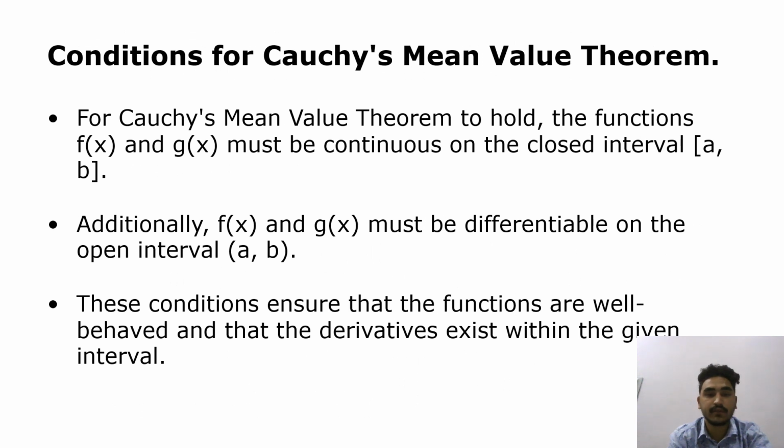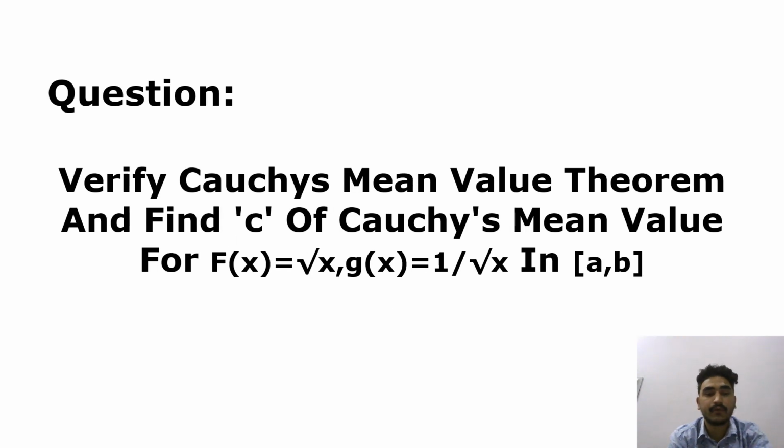Now move to conditions for Cauchy's mean value theorem. For Cauchy's mean value theorem to hold, the functions f(x) and g(x) must be continuous on the closed interval [a, b]. Additionally, f(x) and g(x) must be differentiable on the open interval (a, b). These conditions ensure that the functions are well behaved and that the derivatives exist within the given interval. Now move to the question: verify Cauchy's mean value theorem and find c for f(x) = root x, g(x) = 1 by root x in [a, b].